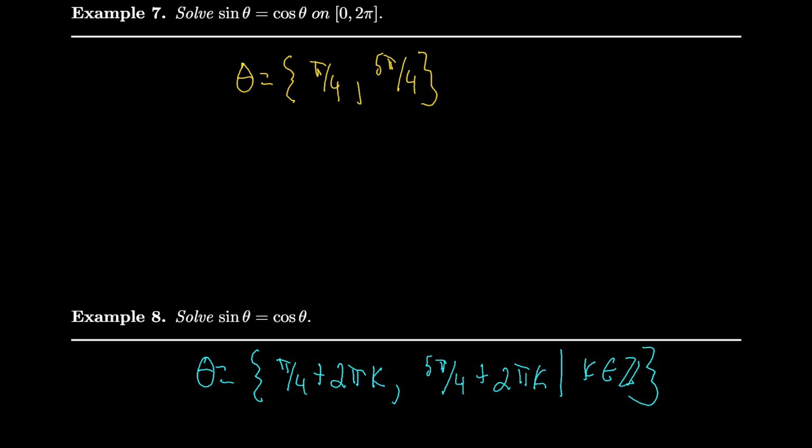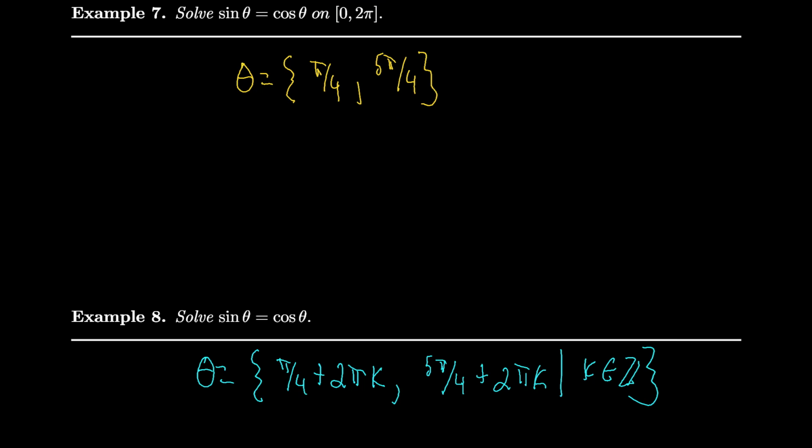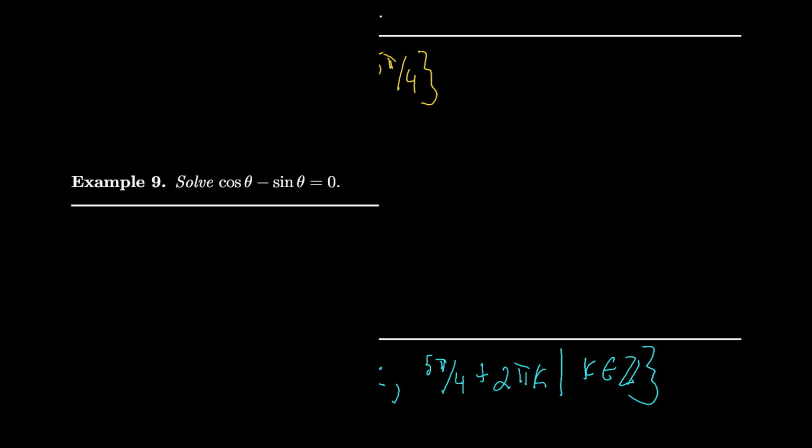You could put k2 pi on it if you felt like it. But like, why would you do that? Don't be dumb. That's how to do those. So you just take what it is on 0 to 2 pi, one revolution, and just add this extra junk in. And you're done. Okay? Let's look at yet another one. So this one, we want to solve cosine theta minus sine theta equals 0.